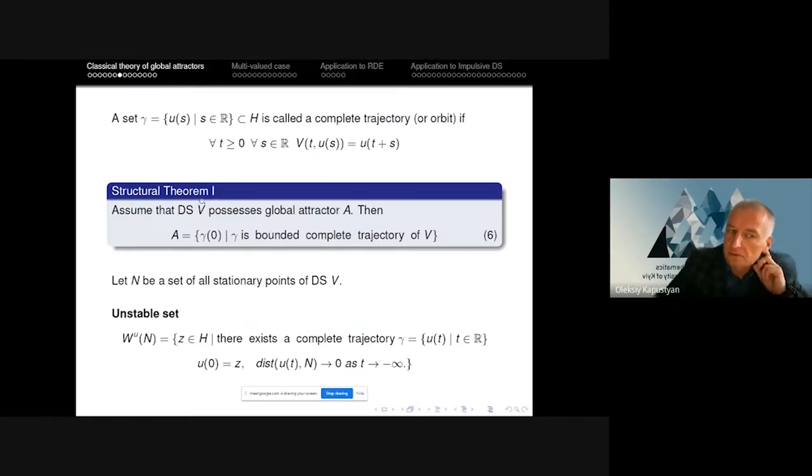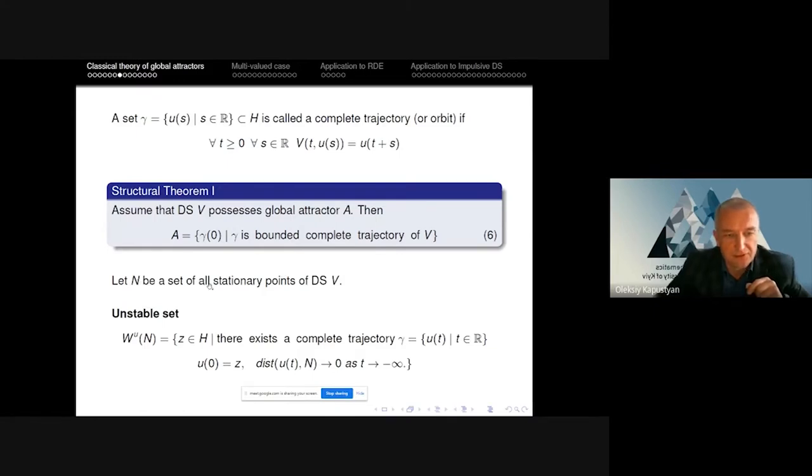The first structural theorem claims that if the global attractor exists, then it consists of bounded complete trajectories. In fact, it consists of points which lie on bounded complete trajectories. And the next step is to specify what kind of complete trajectories belong to the global attractor.